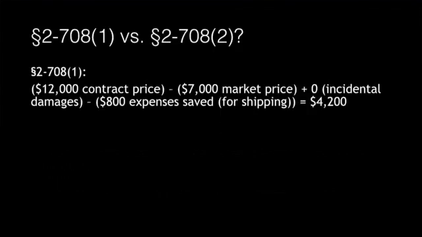Plugging in the data we have to the formula provided in those provisions would get the following. For 2-708(1), we'd have the $12,000 contract price minus the $7,000 market price, plus $0 for incidental damages, minus $800 as the expenses saved for shipping, which equals $4,200. Note that this amount does not take into account the amount Smergo has incurred in expenses, his overhead, or the value of manufacturing materials. Well, what would damages be under 2-708, subparagraph 2?